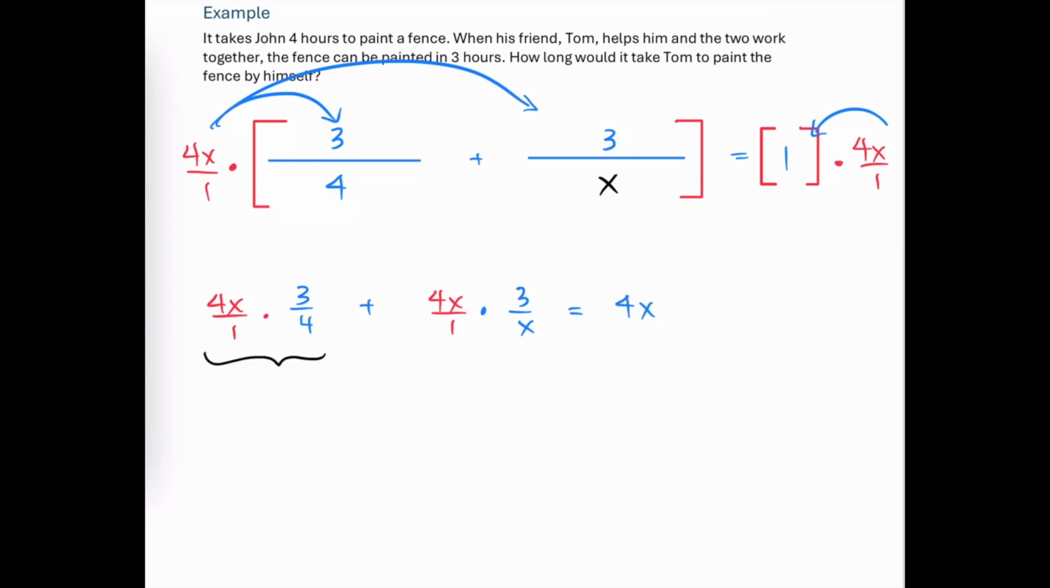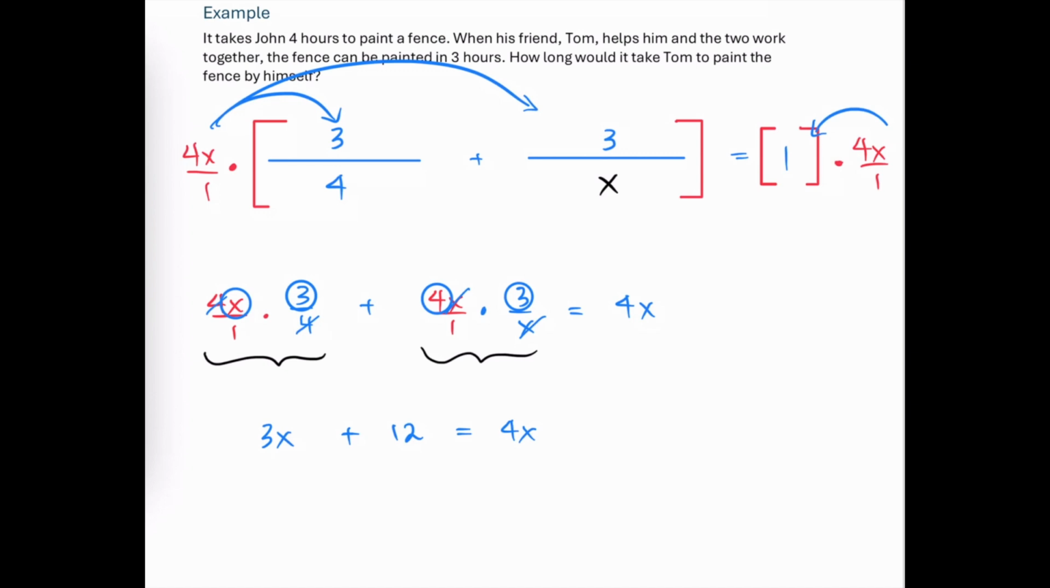Now let's multiply these two together, and we see that the 4's are going to cancel, leaving a factor of x and a factor of 3, so we have 3x that remains from that product. In the second term, the x's cancel, and we're left with a 4 times a 3, so that leaves us with plus 12, is equal to 4x on the right.